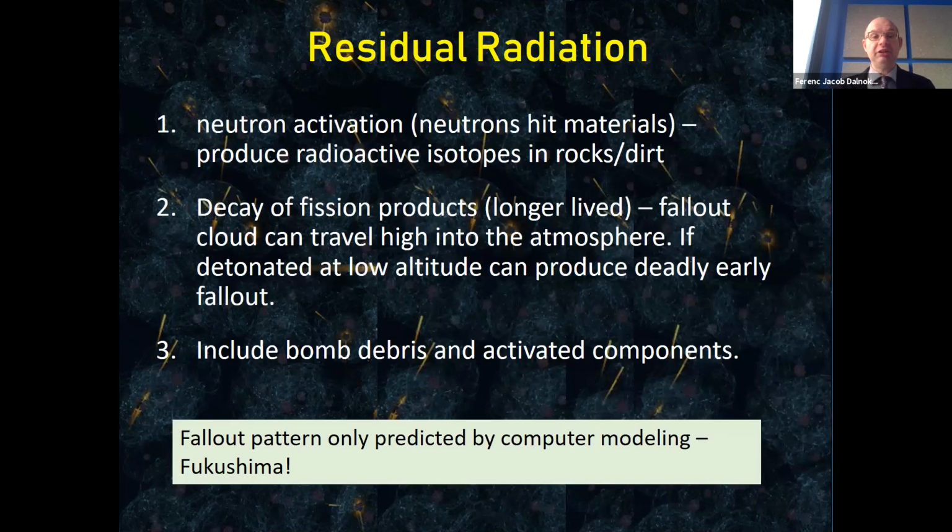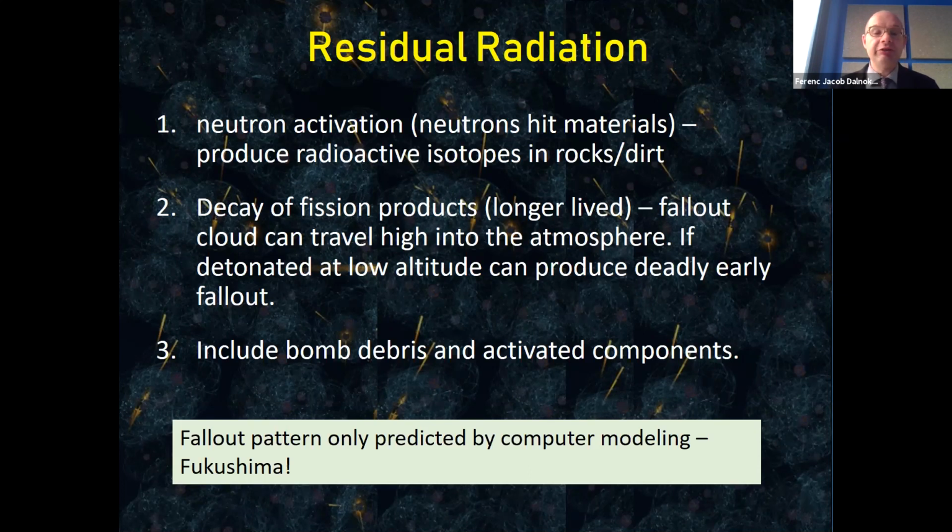And then you have the residual radiation, which remains for a long time, which is caused by what's called neutron activation. This is when neutrons hit different materials, ordinary materials, and make them into radioactive materials. So this turns rocks that were not radioactive before into being radioactive, and it turns all kinds of things radioactive. The decay of fission products is longer lived. The fallout cloud can travel very high into the atmosphere, and if detonated at low altitude can produce deadly early fallout.